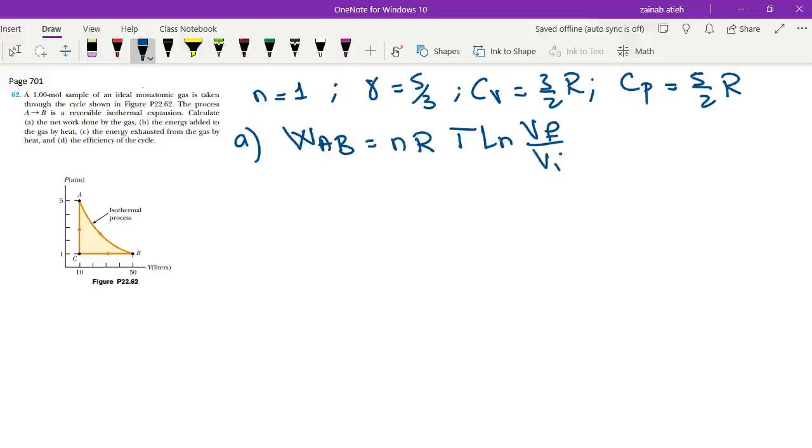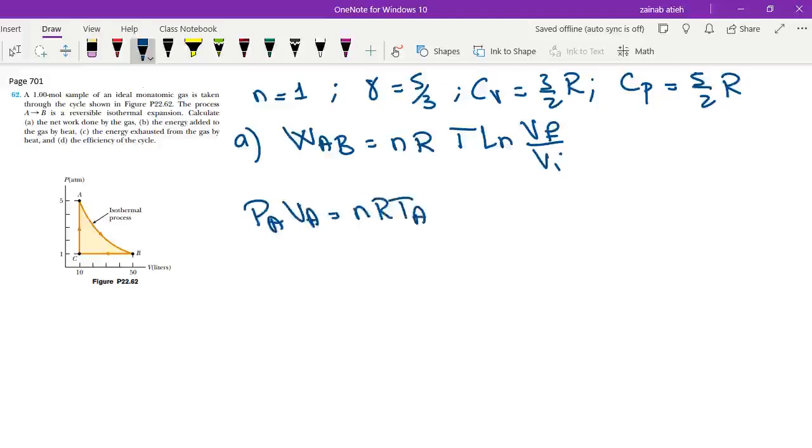Now he did not give me the temperature of this isothermal process, but he gave me the PV diagram, and he gave me points A and B. Point A gave me P and V, and point B also gave me P and V. So I can find T easily, either from A or from B. PA VA is equal to nRTA, so I can find TA this way.